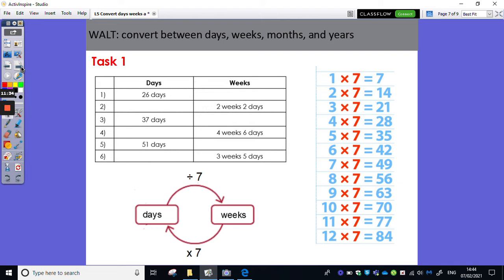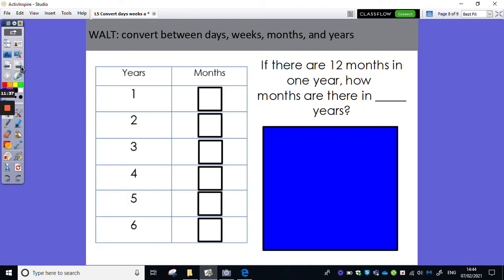Okay, so we're going to look now at months and years. So you can see again, I've got my years on this side and my months on this side. I know that there are 12 months in 1 year. So how many months are there going to be in 2 years? So I'm going to be using a different times table this time. So hopefully you can recognise it is 2 times 12 that I need to do this time. And 2 times 12 is 24.